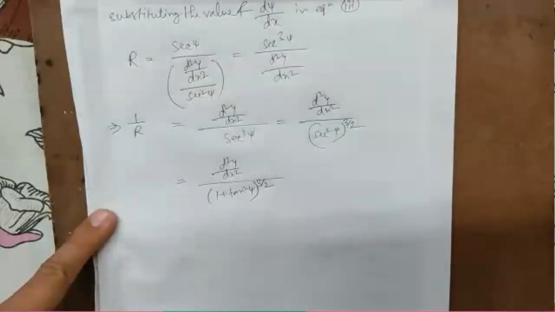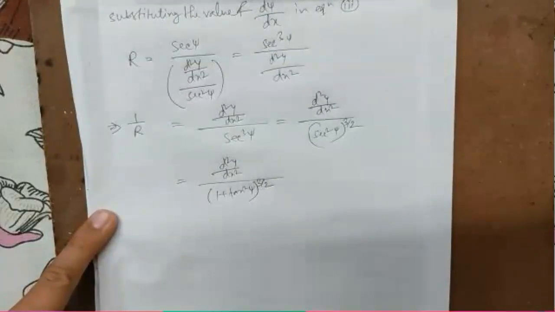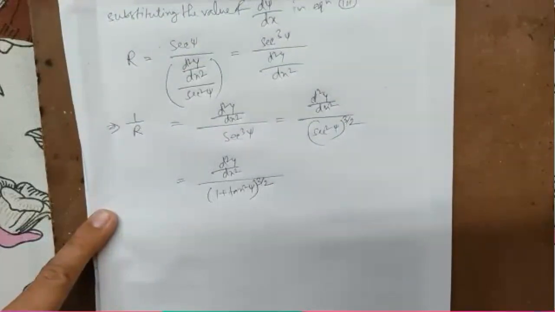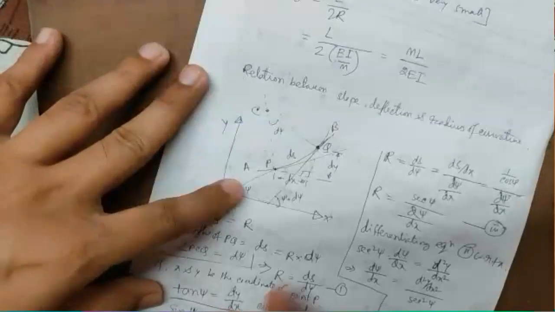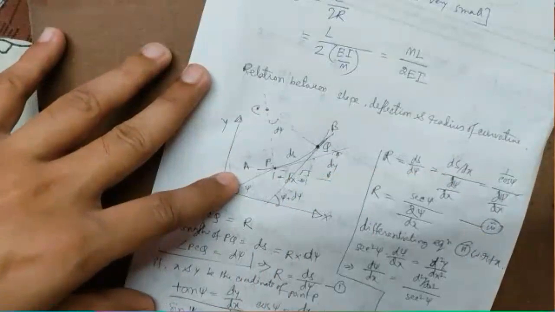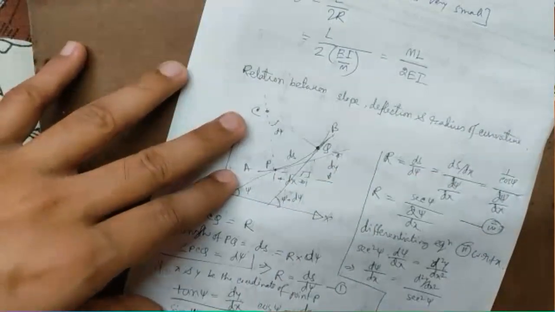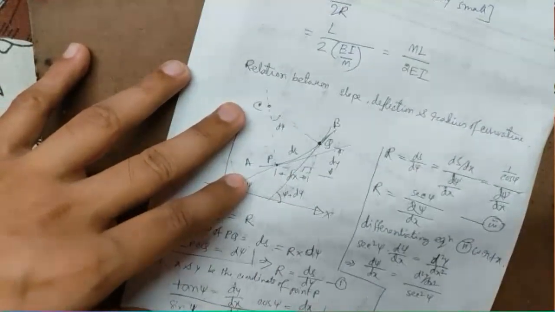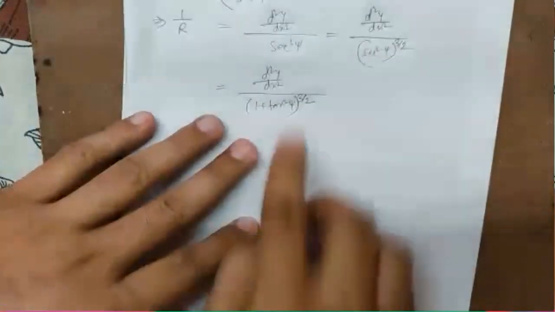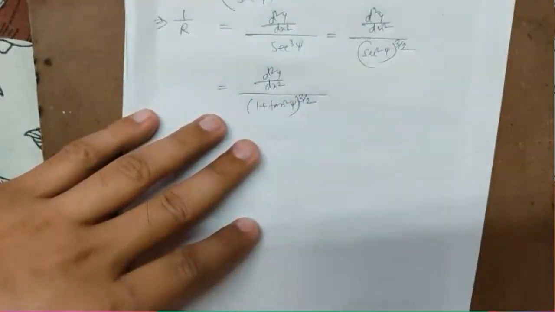Now for a practical beam, the slope dy dx at any point will be a small quantity. I am repeating it again. What is the condition? Tan psi, what is tan psi? Tan psi is the slope. We have earlier found out that tan psi is dy dx. So dy dx is of course a very small quantity for a practical beam, as the practical beam does not bend much. So tan psi will be very small, and having a square here, tan square will become even smaller.